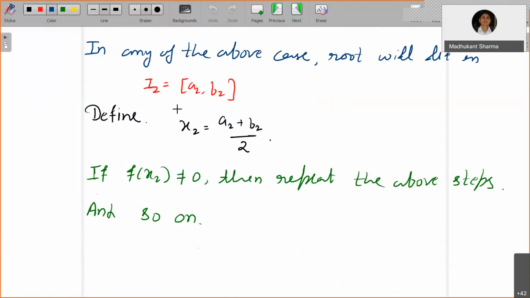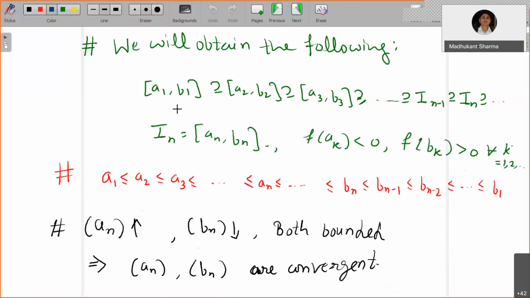Okay, right. So I have already explained this. In any of the above cases, the root will lie in this. I have already explained this. So we will obtain the following decreasing sequence of intervals in this non-terminating process, if the process does not terminate anywhere, where f of ak is less than 0 and f of bk is greater than 0 for every k, and so on.